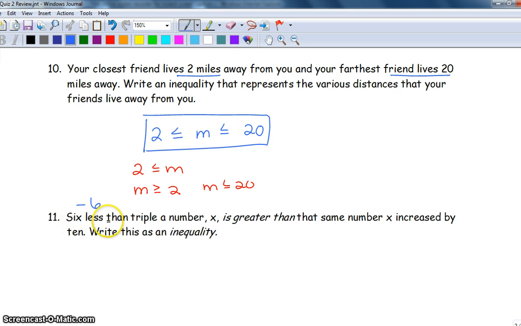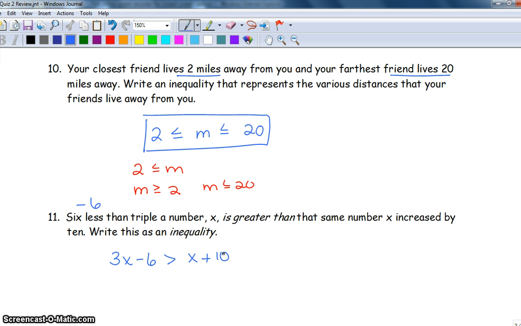Subtraction can be a little bit tricky. You want to make sure that you have it in the right order. So if I have triple number x, that's 3x. I'm taking away 6 from that, and now is greater than that same number x increased by 10. So if I want that same number increased by 10, it's x plus 10.